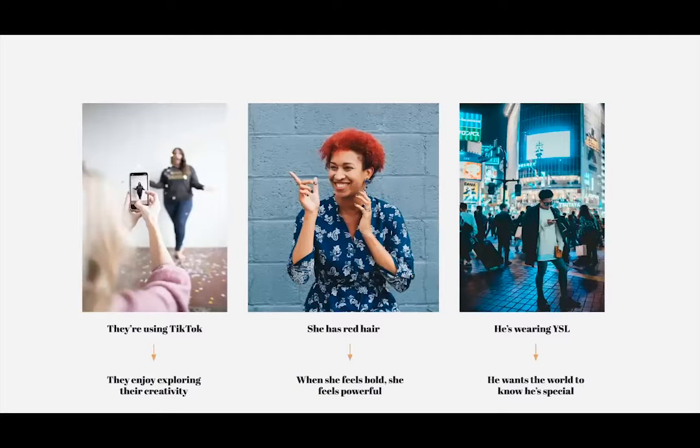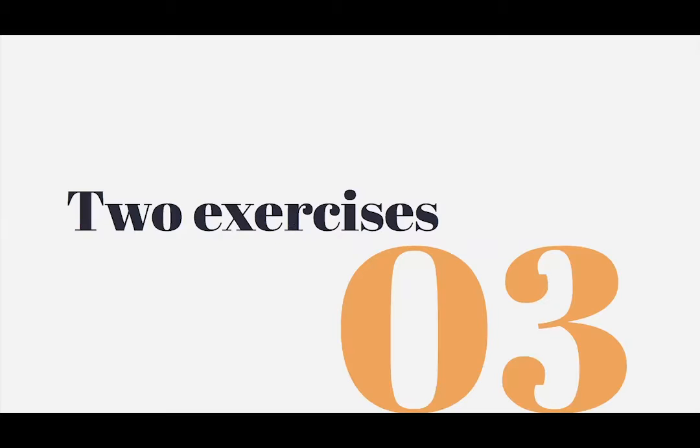So for example, in this, they're using TikTok. Why? Because they enjoy exploring their creativity. She has red hair because it makes her feel bold and powerful. He's wearing that brand because he wants the world to know he's special. When you give creators and innovators these types of statements, there are suddenly a lot more avenues where they can create. We're going to demonstrate this in a little bit. So let's get into the exercises around this.